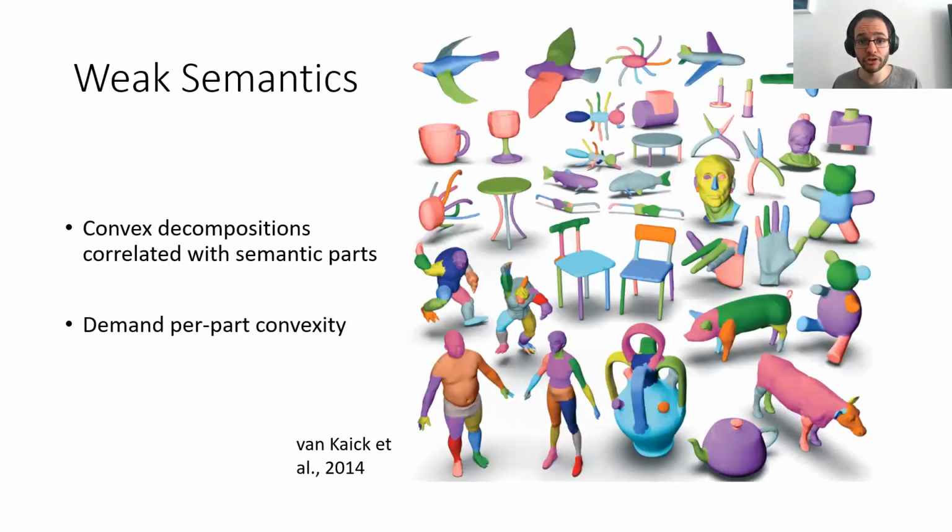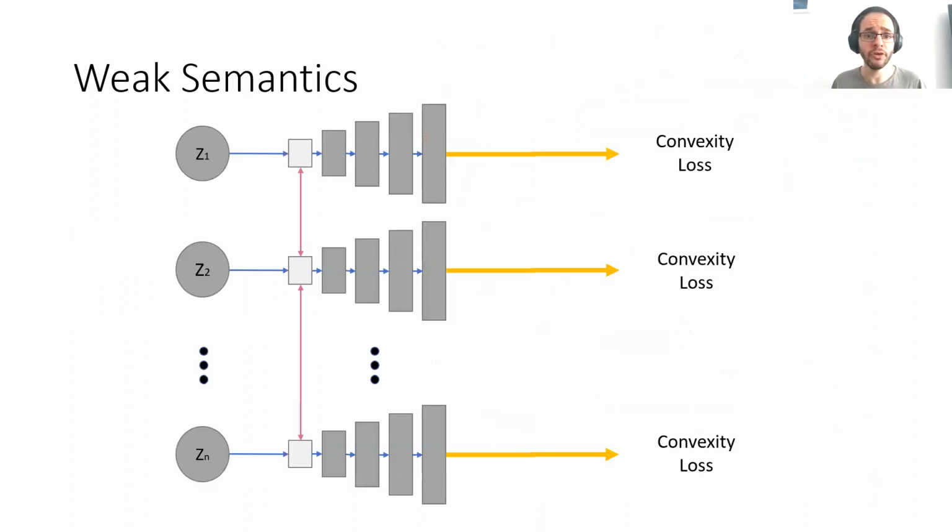How do we encourage these clusters to be actual parts? Well, we're going to rely on previous works, which show that weak convex decompositions of shapes are correlated with semantic decompositions. If we demand that each generator outputs a convex cloud, not only will it not be able to cover the entire chair, but it will also bias the network into a decomposition that is closer to semantic. Okay? But how do we make these parts convex?